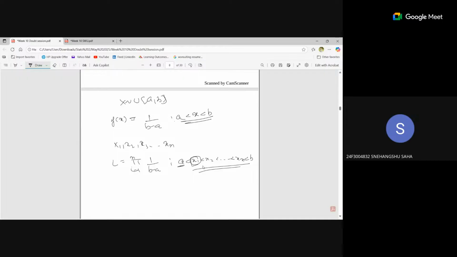So my maximum likelihood estimate of a would be the minimum of x1, x2, xn. If you see here, my x1 is the minimum, so my x1 will be the maximum likelihood estimate. Okay, this one I'm not clear. How will I take the minimum? Why will I take the minimum? I'm not clear.